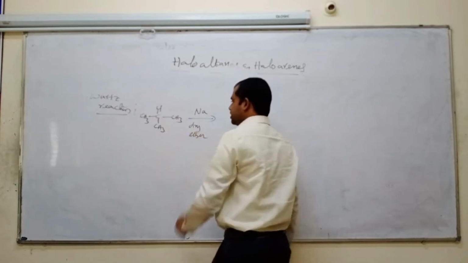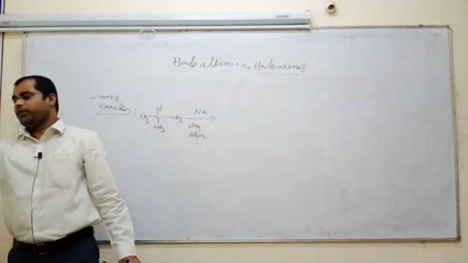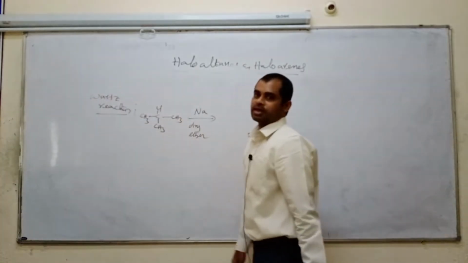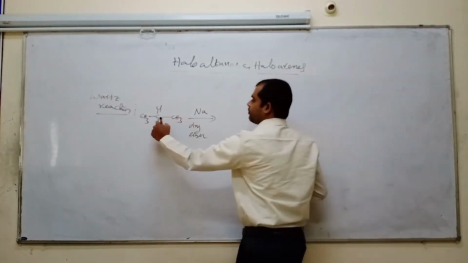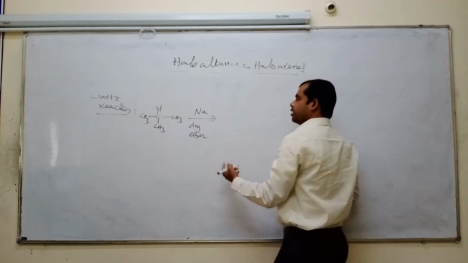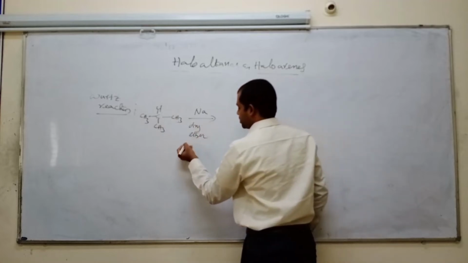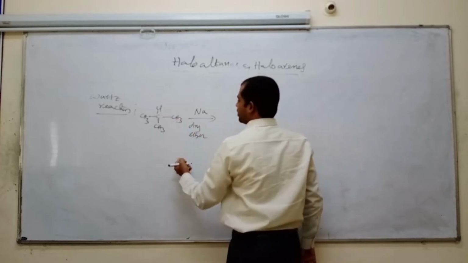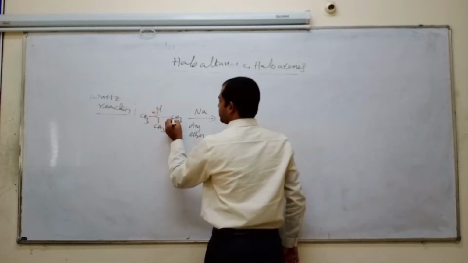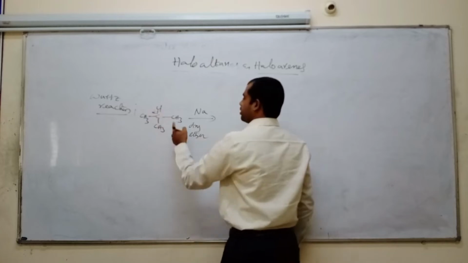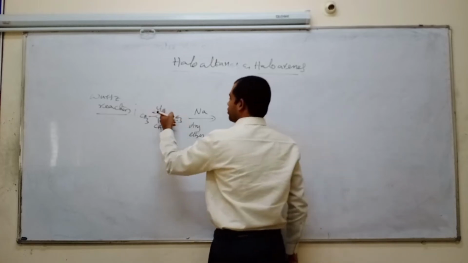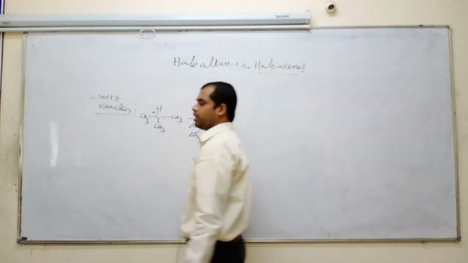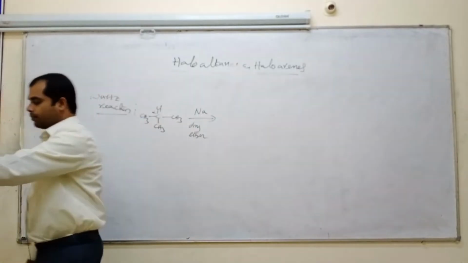What I said is that this tertiary alkyl halide fails for the Wurtz reaction. Why? This is a tertiary compound, and it undergoes the dehydrohalogenation reaction. Here there is one hydrogen and one chlorine. Here this is the alpha carbon, and this is the beta position. So here the hydrogen and chlorine come outside, and the alkene product is obtained.